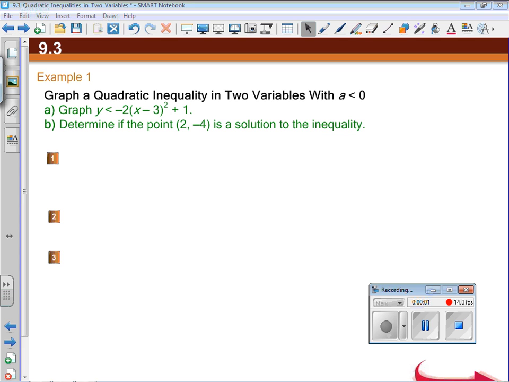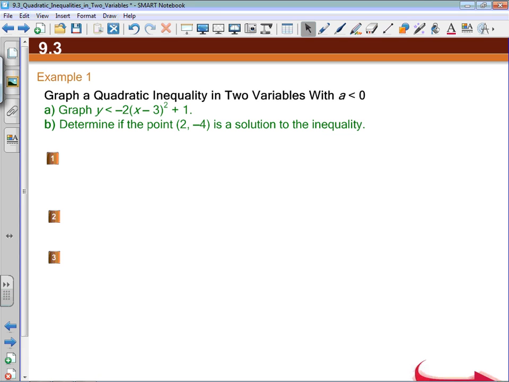Okay, this is example 1 in 9.3 for Math 20-1. It's where we actually start to graph some of these quadratic inequalities in two variables. And the example title is super specific. It talks about when a is less than 0.